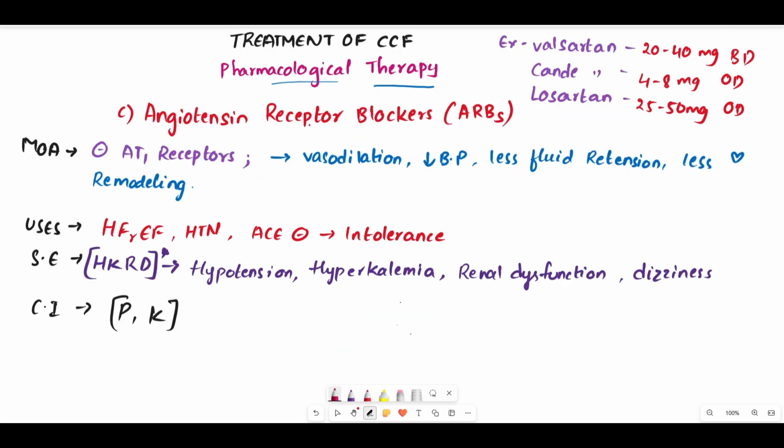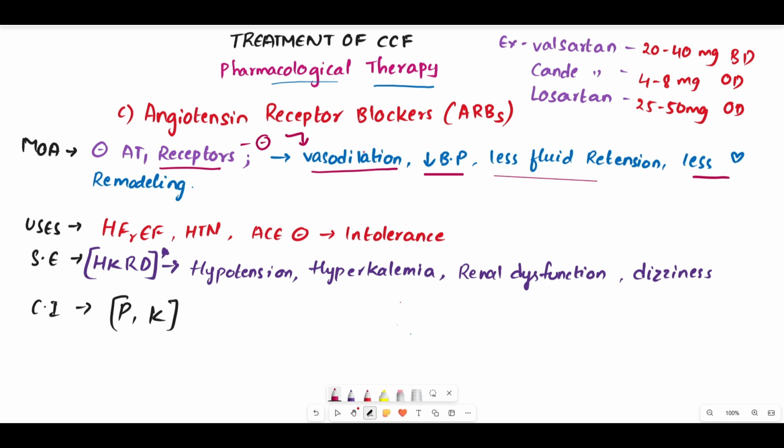Coming back to the next class, the angiotensin receptor blockers, ARBs. In these ARBs, the main mechanism is to block the AT1 receptors. When the AT1 receptors are blocked, it will be inhibiting the effects of angiotensin 2. That's where it leads to conditions like vasodilation, decreased BP, less fluid retention, and less heart remodeling.